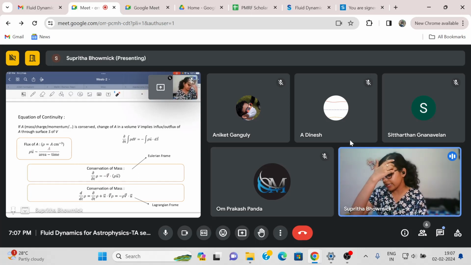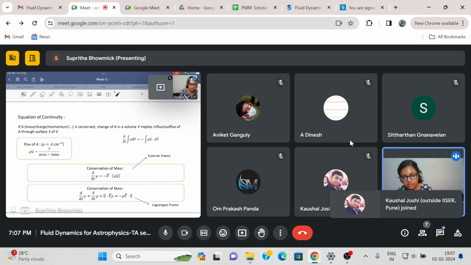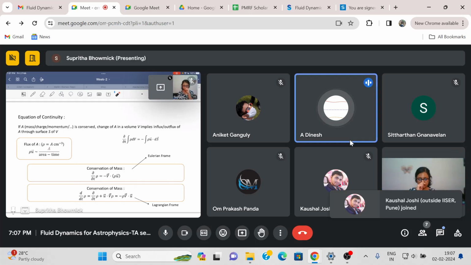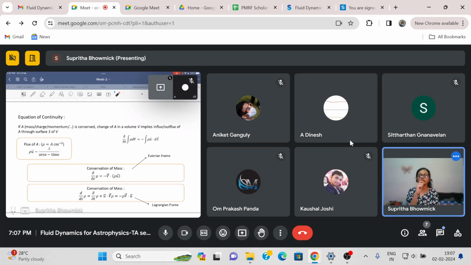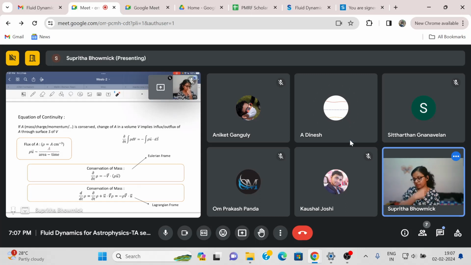Now, what is the utility of writing the equation in the Lagrangian frame? What can you conclude about a flow that's compressible or incompressible? Divergence is zero. Yes, but the density is not changing. That's right. So the change in the density that an observer sitting on the fluid parcel would observe is zero. So that would tell you the divergence of u is zero.